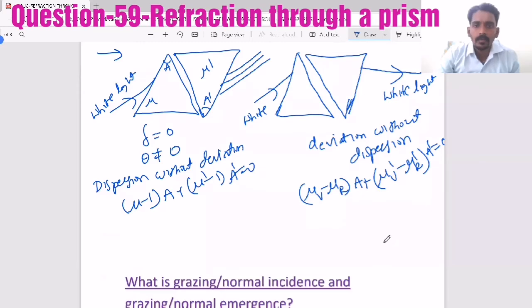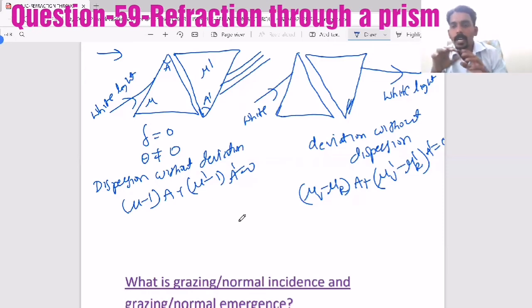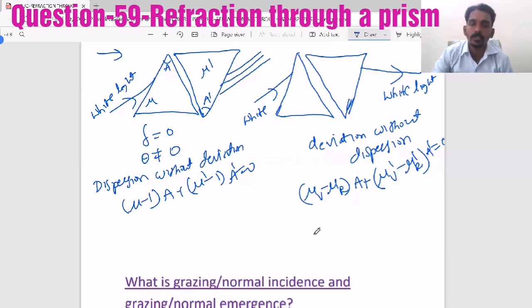So this is the condition for dispersion without deviation and deviation without dispersion, and based on that condition they can ask questions, like two different prisms made of two different materials with different angles of prism. If they make one achromatic combination, then you may get one of these combinations. Then what should be the relation between their refractive indices and their angles of prism? Based on that they can ask the question.